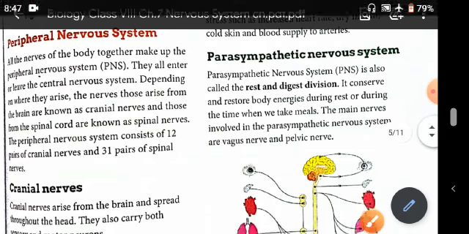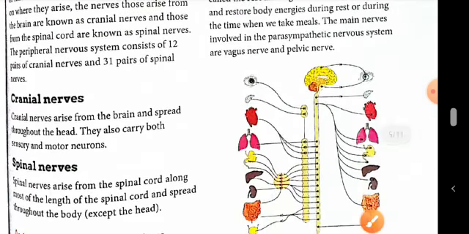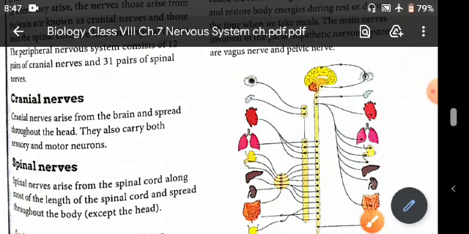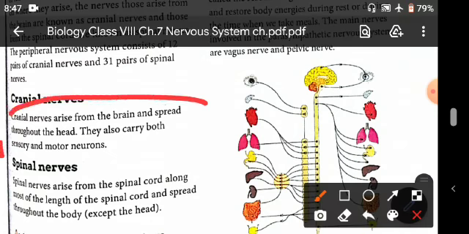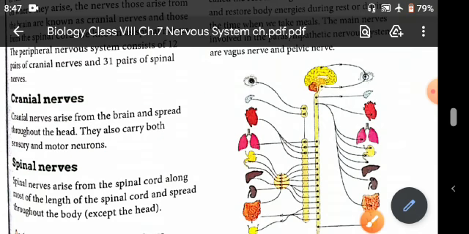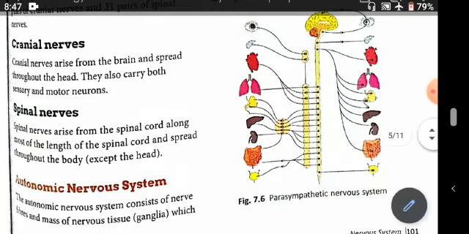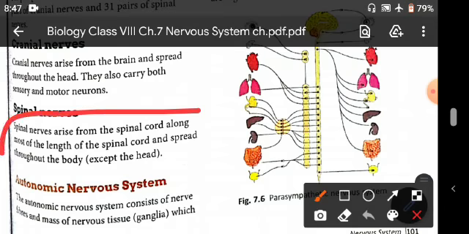Now first is cranial nerves. So cranial nerves arise from the brain and are spread throughout the head. They also carry both sensory and motor neurons. Whereas spinal nerves arise from the spinal cord along most of the length of the spinal cord and spread throughout the body except the head.